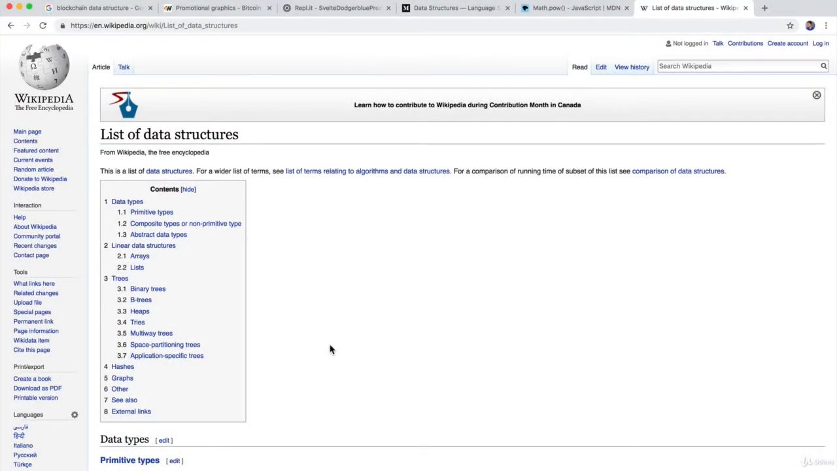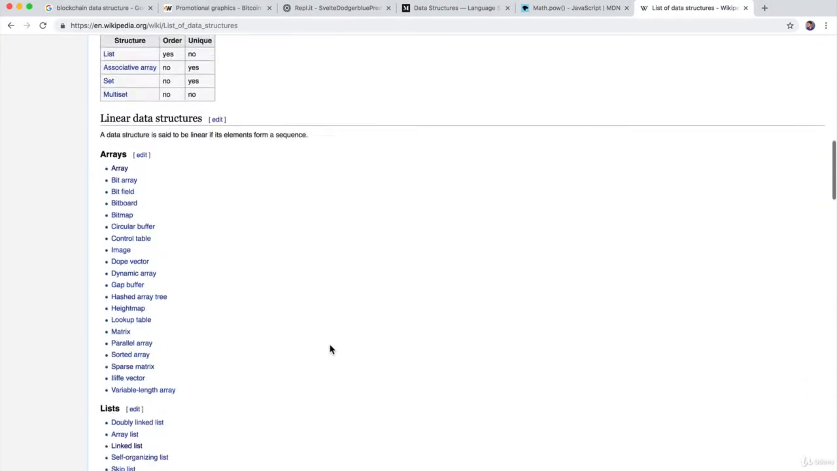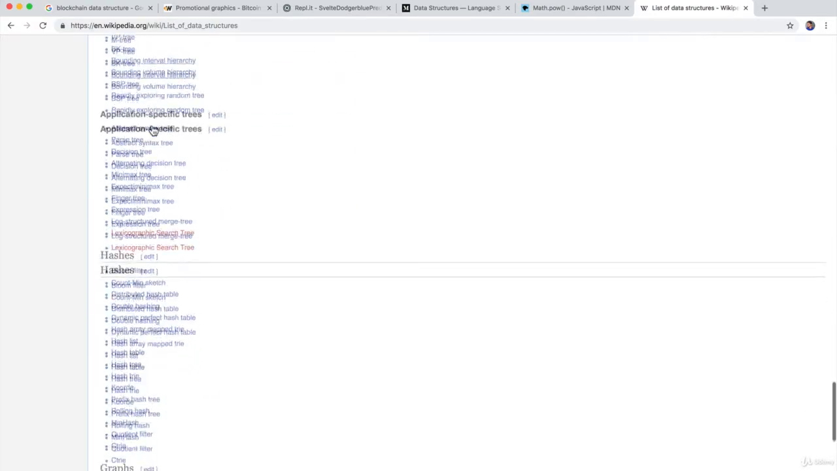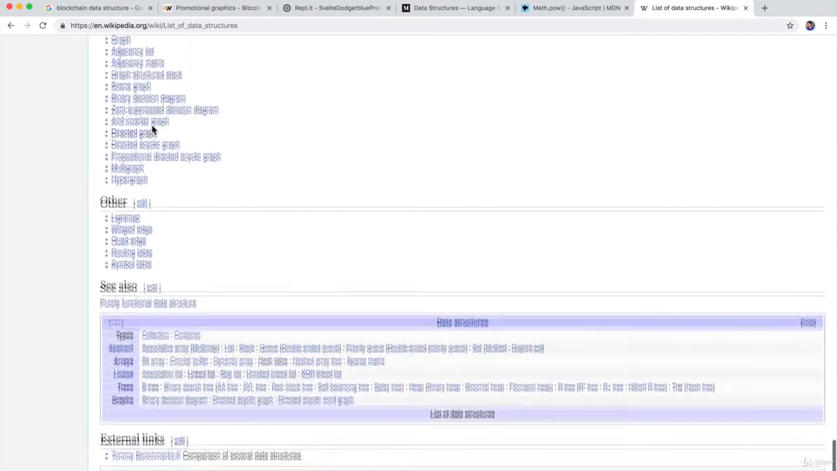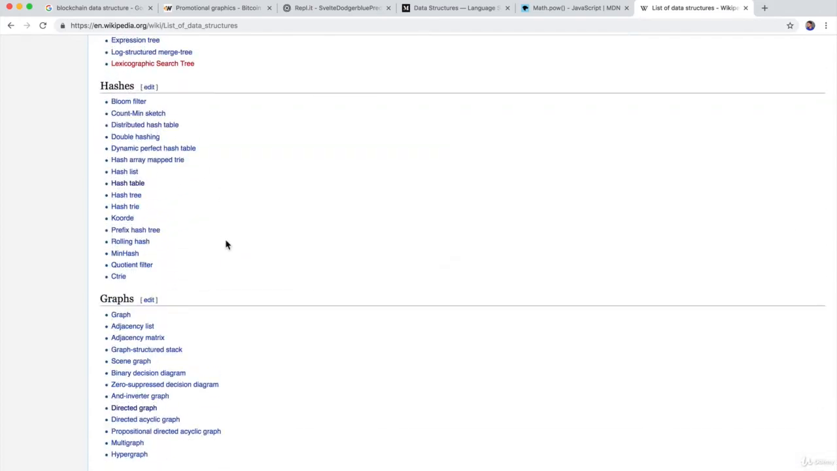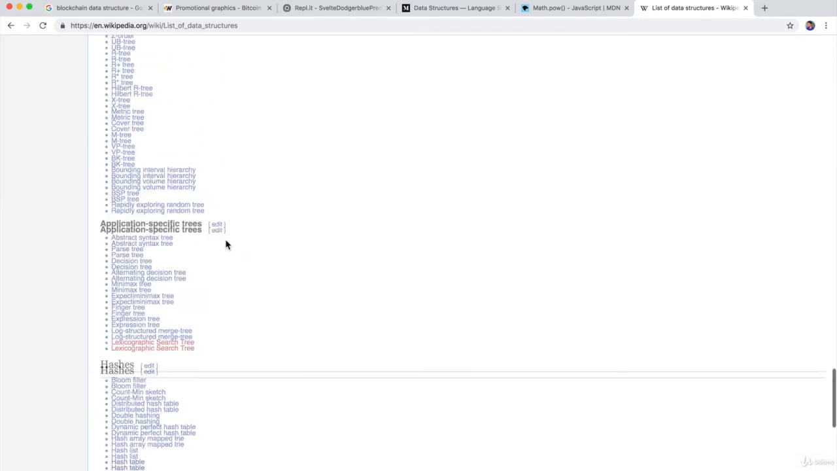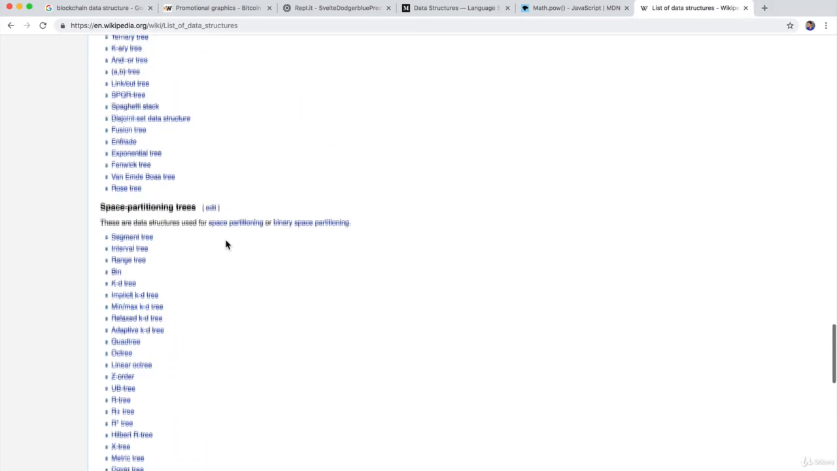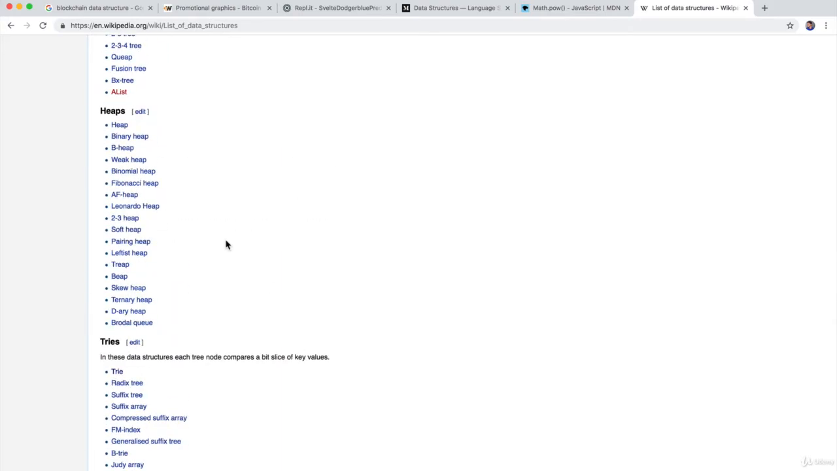If we go to Wikipedia, for example, and scroll through here, we see a ton of data structures. This is going to look overwhelming, but don't worry. Most of these I've never encountered myself, and they're very, very specific. You probably only have about 5 or 6 data structures that are really, really important that we're going to go over.